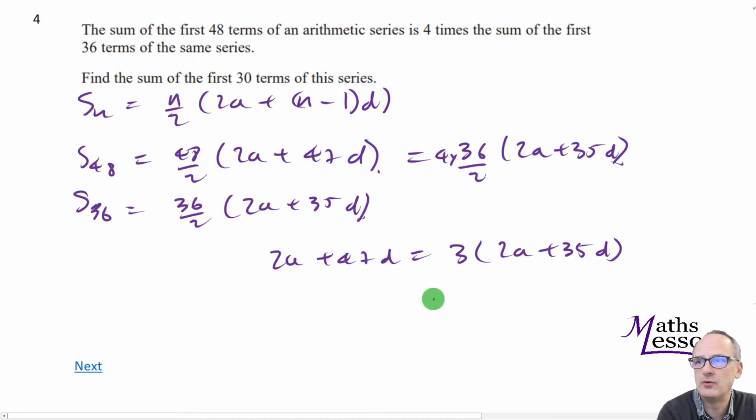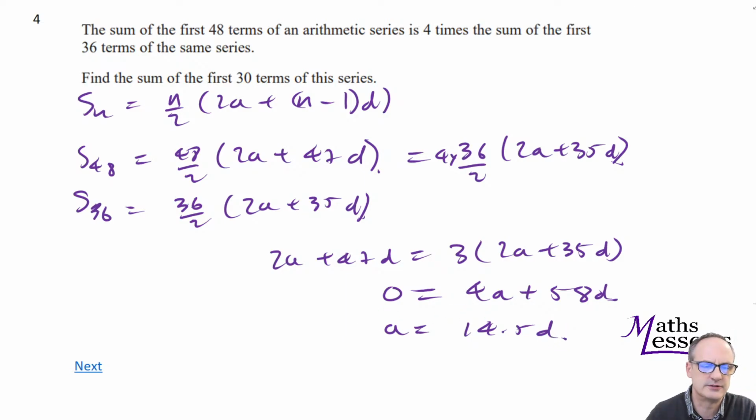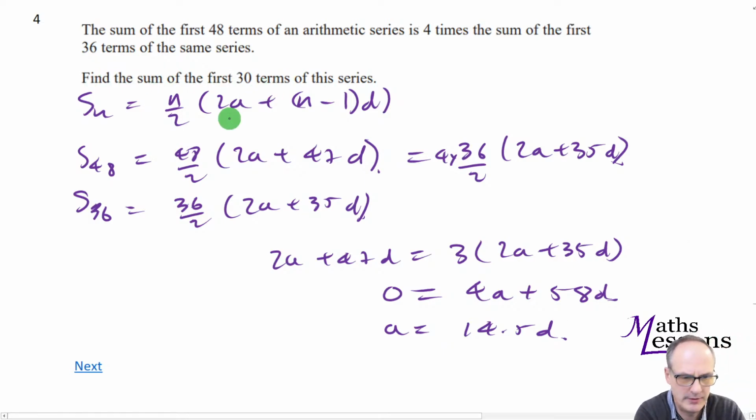So getting that all on the same side, I get 0 equals 4a plus 58d. So therefore a will equal, what's it going to be, 14.5 lots of d. I've done this question already, just to make sure. So we haven't got a or d, but we do have some. This is where people probably stopped and thought, what do I do next? Well, what you do next is write down what you do know.